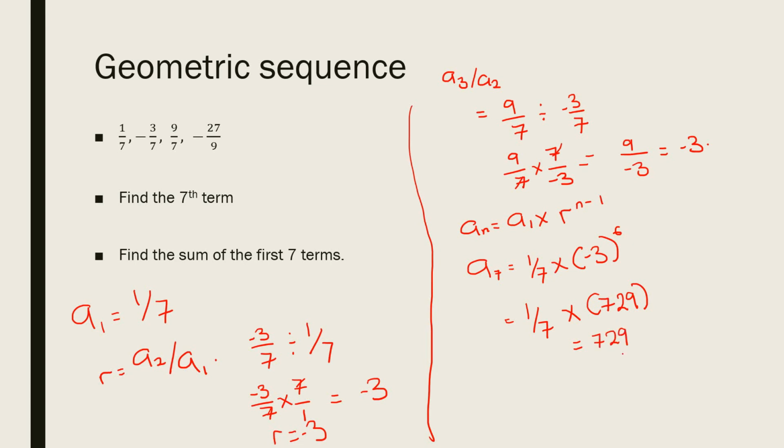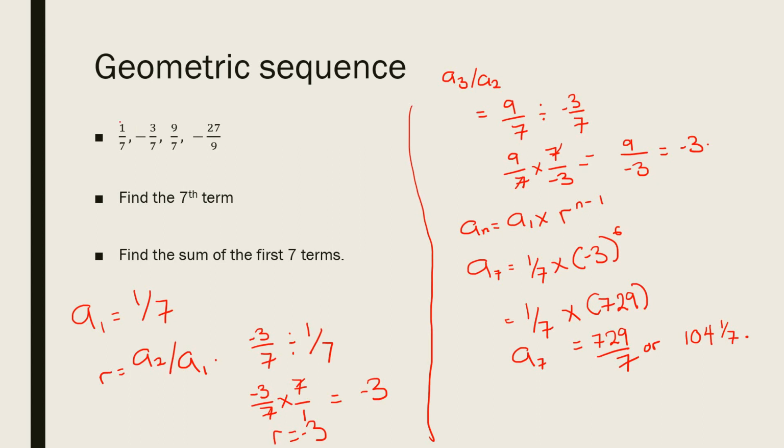So our answer will be 729 over 7. Or we can put it in mixed fractions, which is 104 1 over 7, like this. Okay, so this is our answer. So the 7th term, our A7, is 729 over 7, and you can see it's positive.